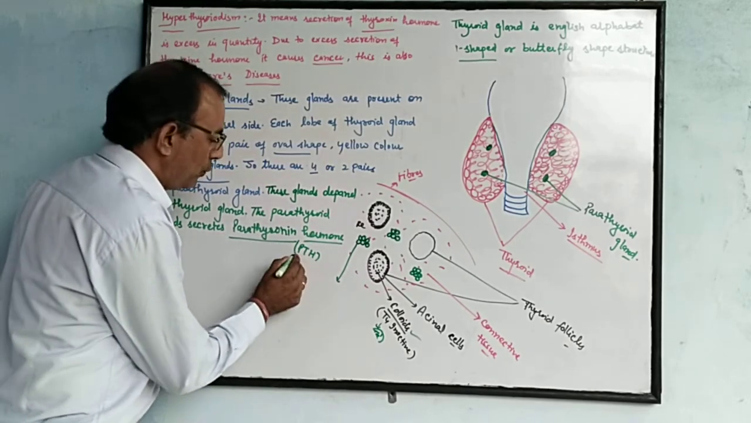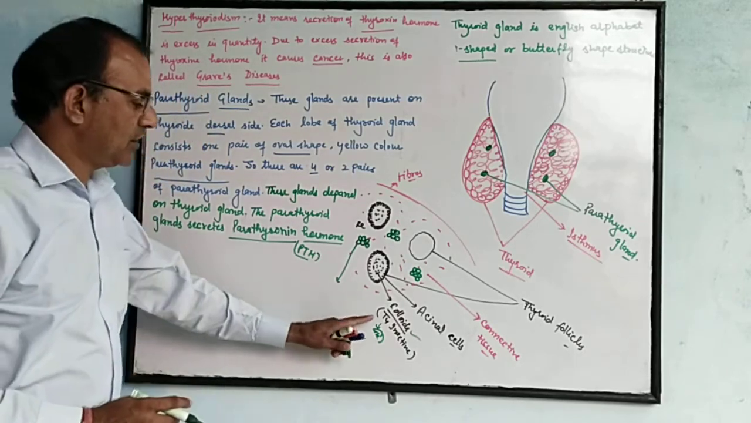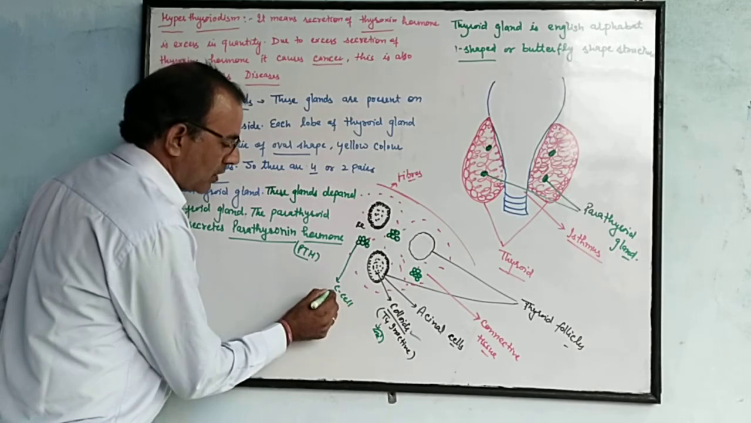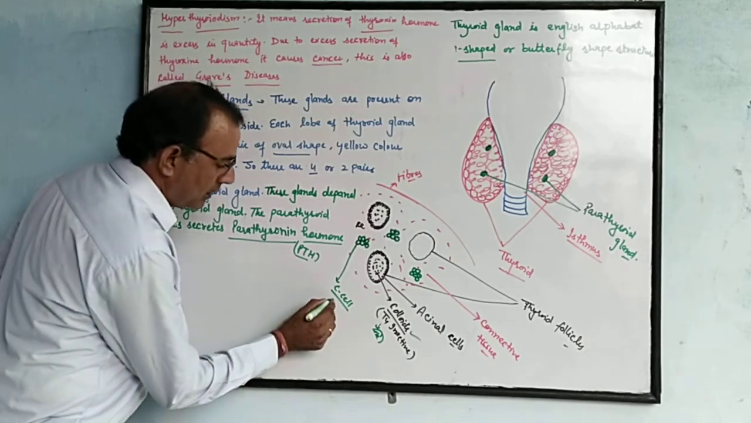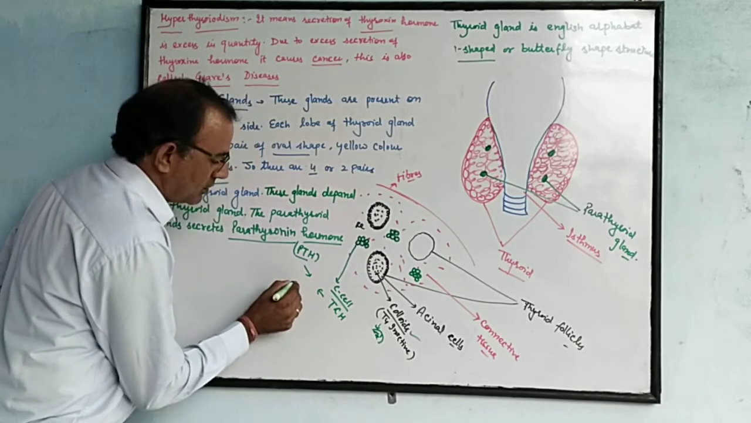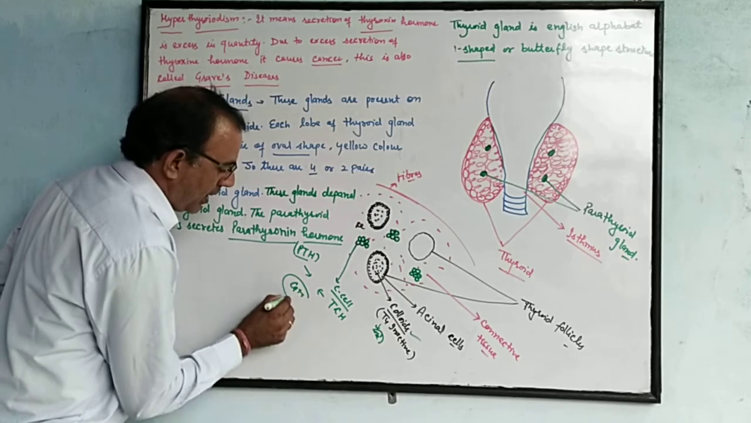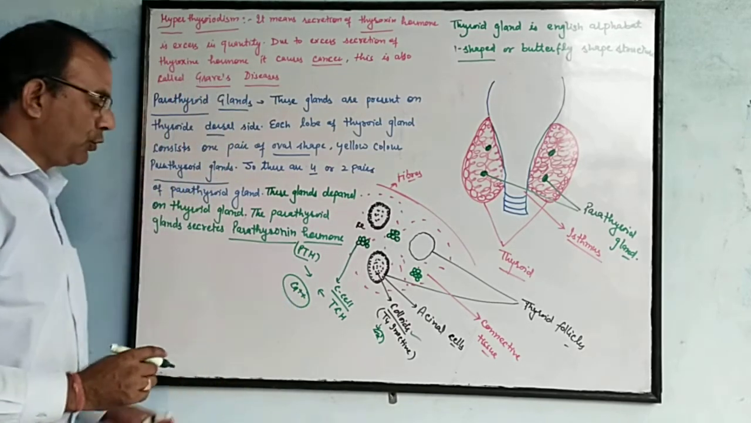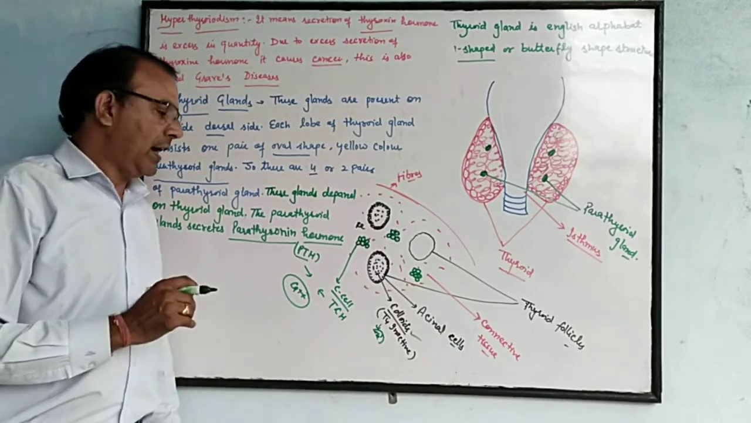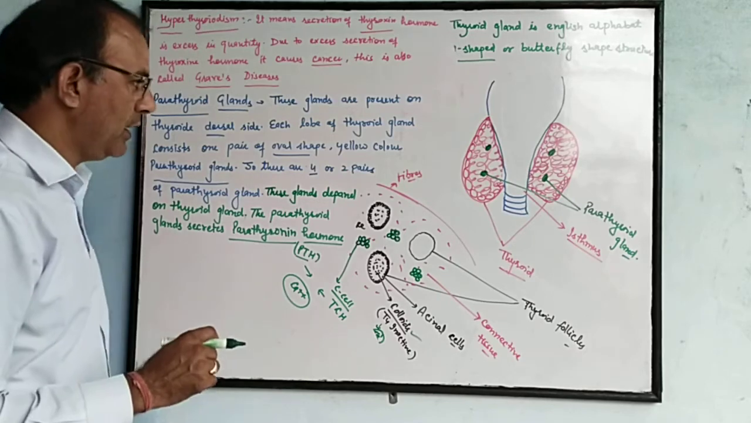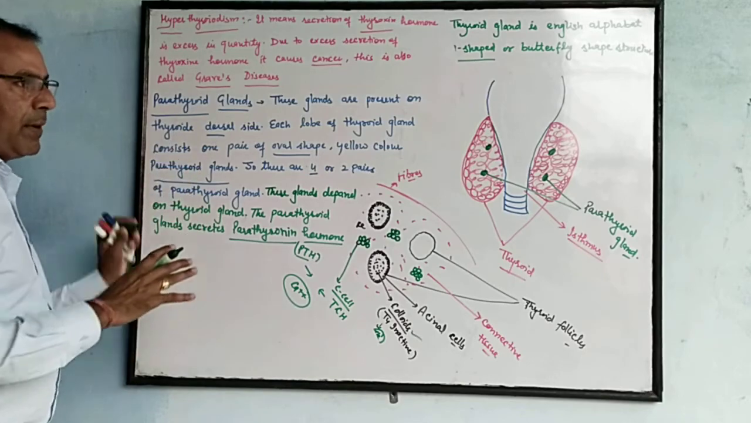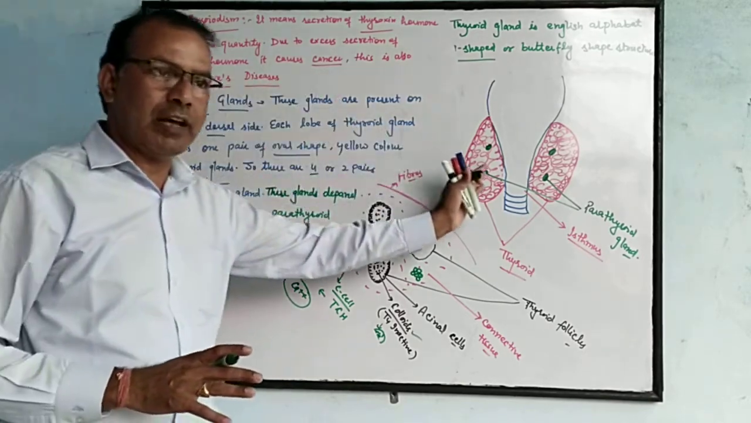This PTH, with another hormone secreted by the C cell known as thyrocalcitonin, maintains the concentration of calcium ions inside the body. Due to lack of calcium ions, the bones become soft and there is a major chance of fractures in bone. So parathyroid glands depend on the thyroid because they are present on the thyroid gland.